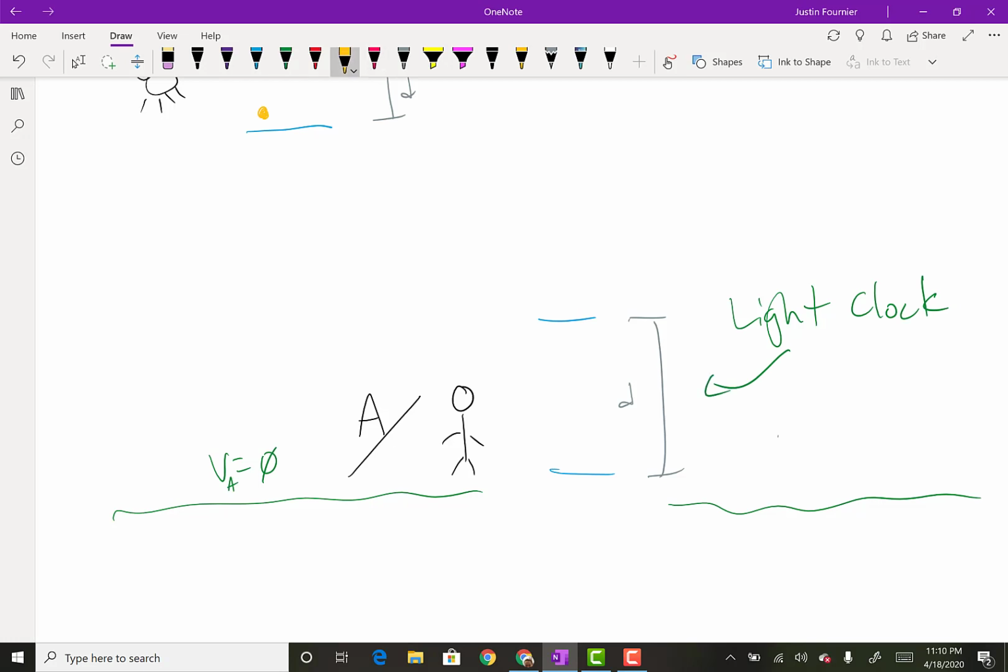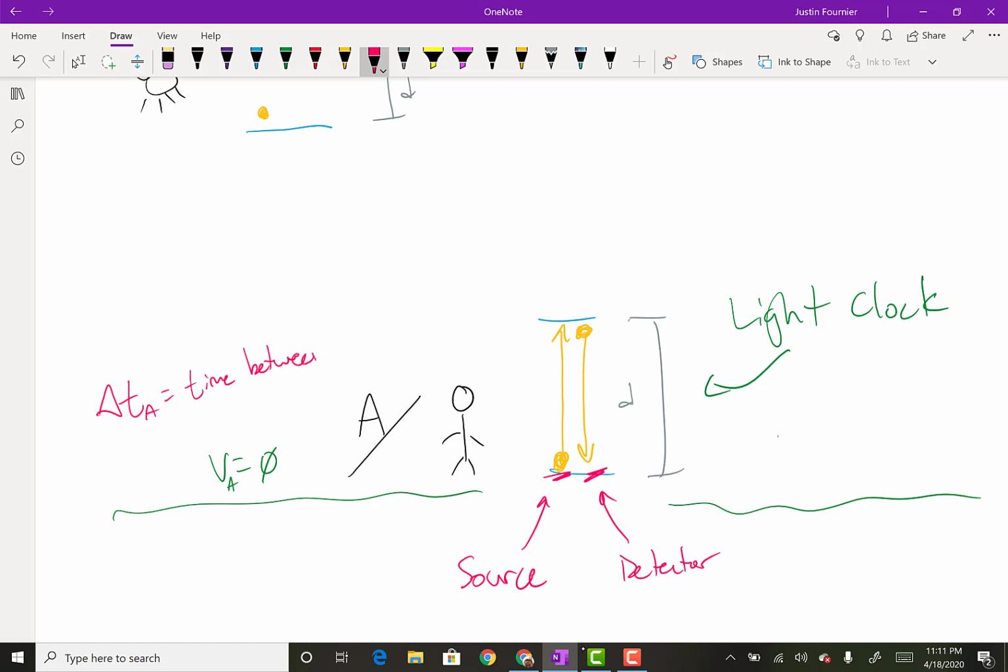And the way it works is that it sends out a little chunk of light. Boom, and it bounces off a mirror and then comes back and then reaches a detector. So here you've got light, kind of an emitter. It sends out light. So it's a source of light. And then here we've got a detector. It detects the light. And so the time between the source being emitted and then it being detected, we're going to call delta t A. So delta t A is the time between source and detect.